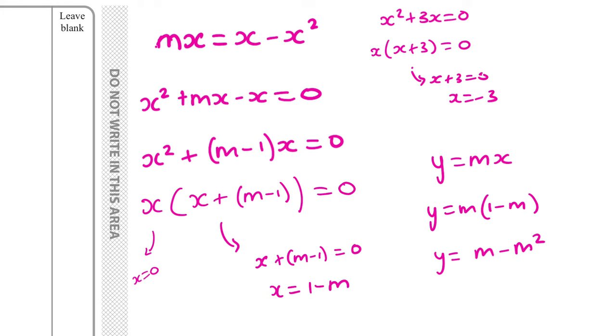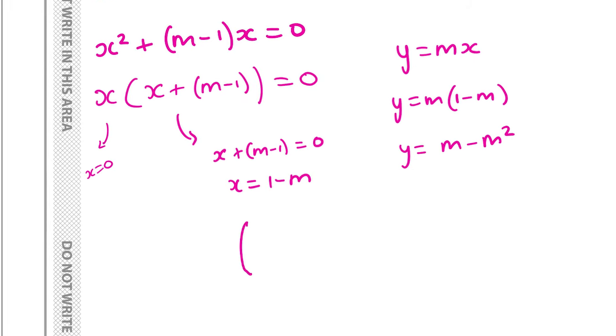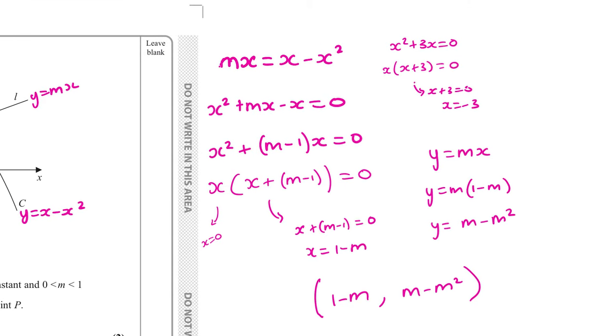Now, I'm pretty sure it said coordinates of P. So I'm going to get some brackets, don't I? Right? So x is 1 minus m. What's y? m minus m squared. There we go. Nice and simple. So actually it was pretty simple when we think about it. When in doubt, put some numbers in. Yeah? And really just think outside the box.